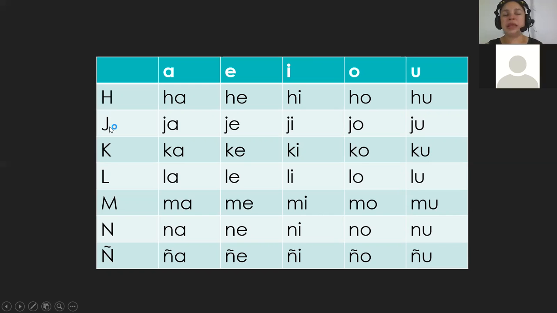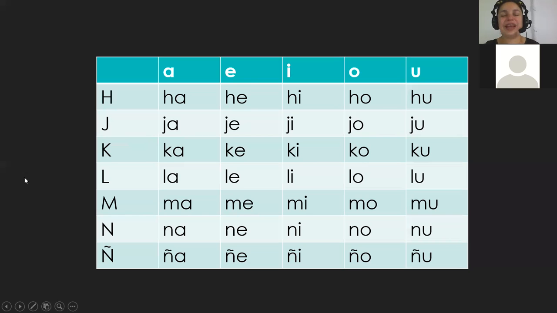And what happened with the case with the letter J? In Spanish, we don't pronounce the J as J. We pronounce the J as Ha. For example, J with A is Ha. J with E is He. J with I is Hi. So we have Ha, He, Hi, Ho, Hu. Ha, He, Hi, Ho, Hu.